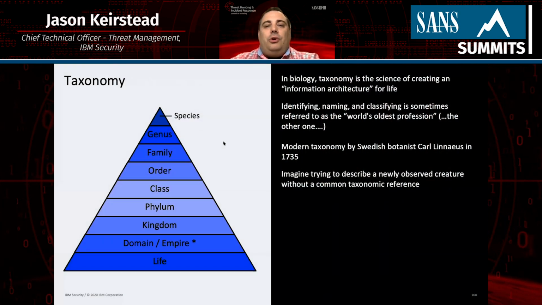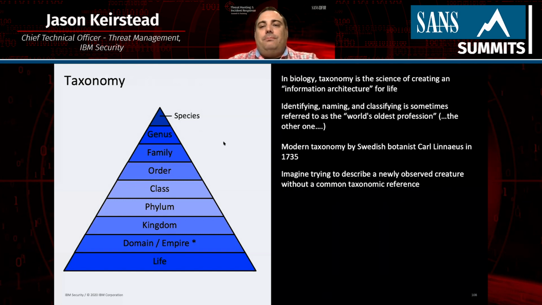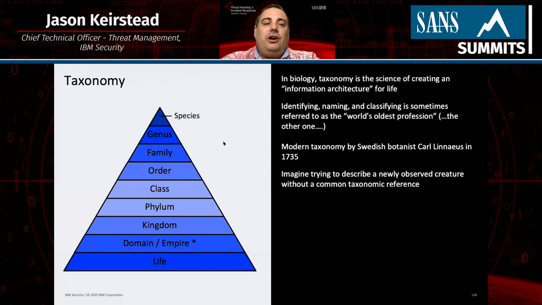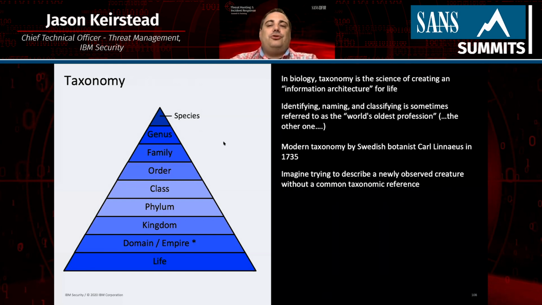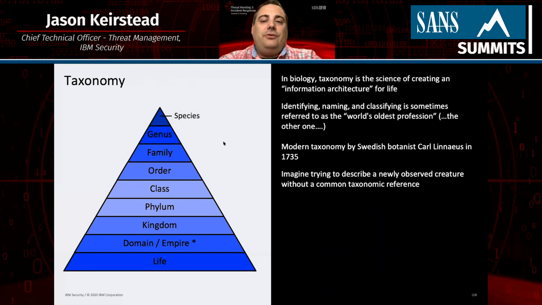So I want to start this with a better understanding of how information architectures work by tying it to an information architecture that I think many would be at least somewhat peripherally familiar with, and that's taxonomy in biology. Taxonomy is basically the science of creating an IA for all life on Earth. Why do we need a taxonomy for life? Why was this thing ever developed?